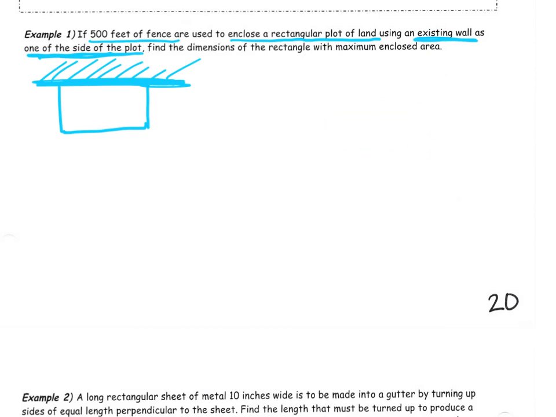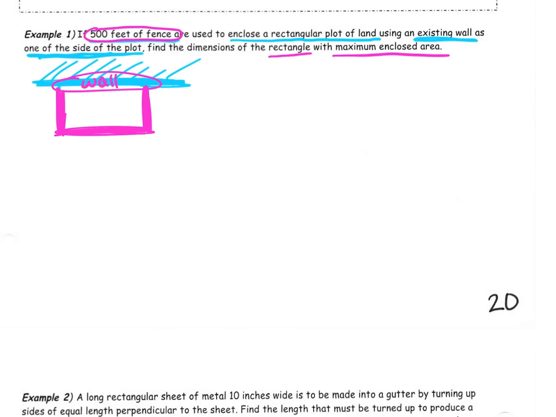And we want to find the dimensions of the rectangle with a maximum enclosed area. So I have 500 feet of fence that's used to enclose this rectangular plot of land. But look, I have fence here, right? I have fencing here. I have fence here. I don't have fence over here. There's a wall there. So I only have fence on these three sides. That's really important. Okay, so here we have a wall.